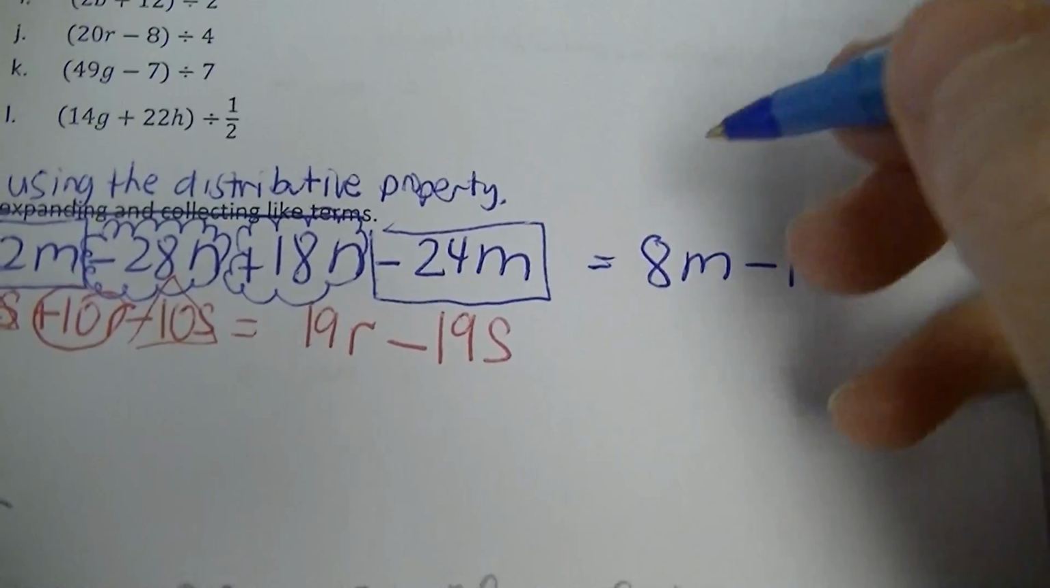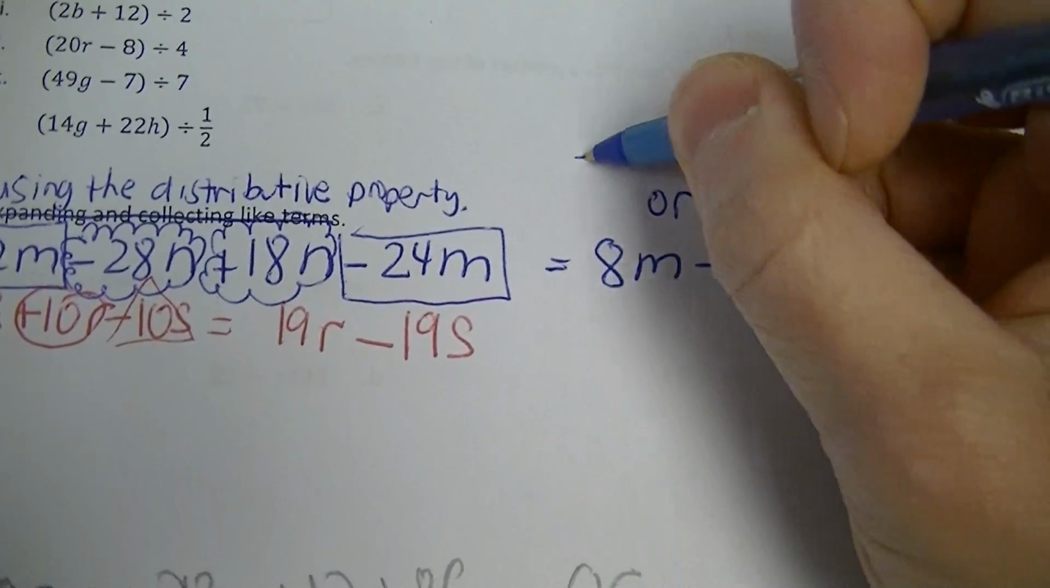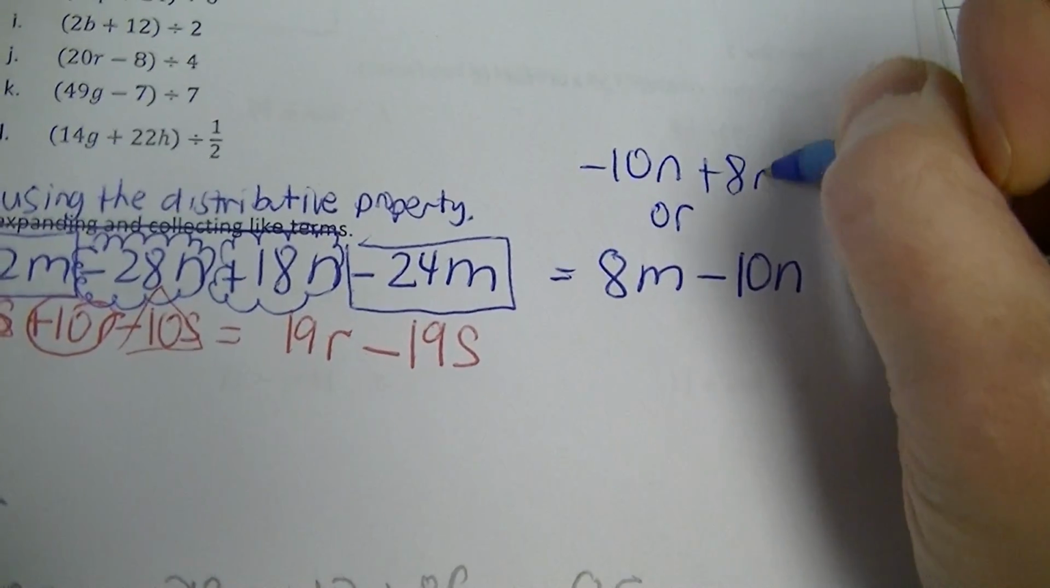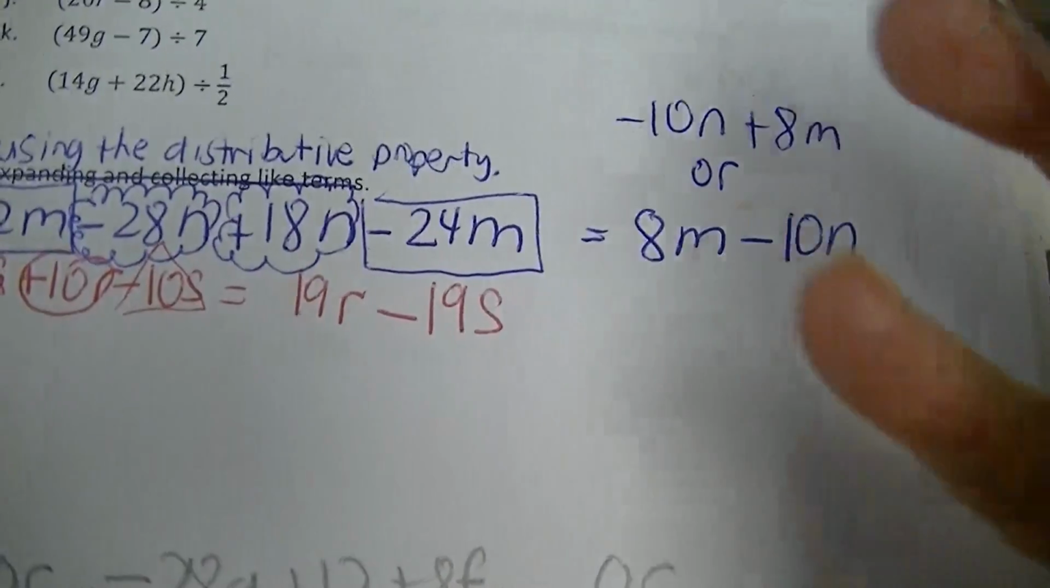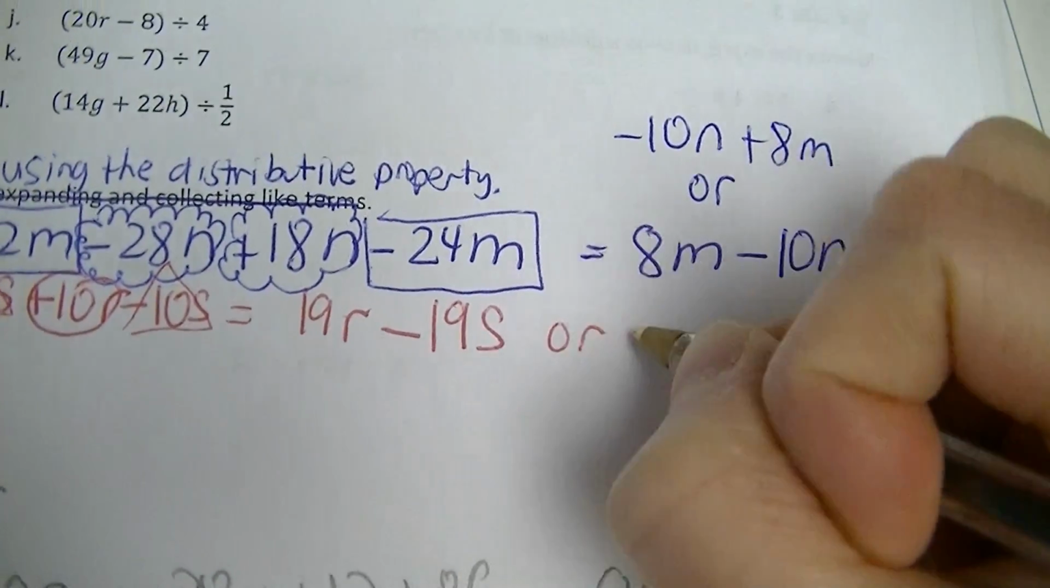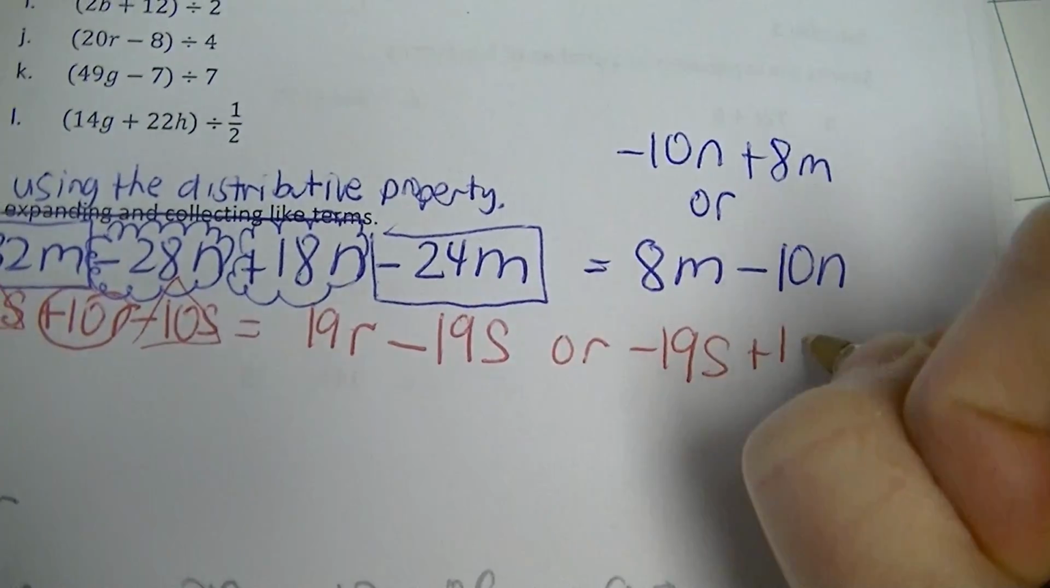So right here, you could also write it as negative 10n plus 8m. That's cool too. Right here, we could have also written it as negative 19s plus 19r.